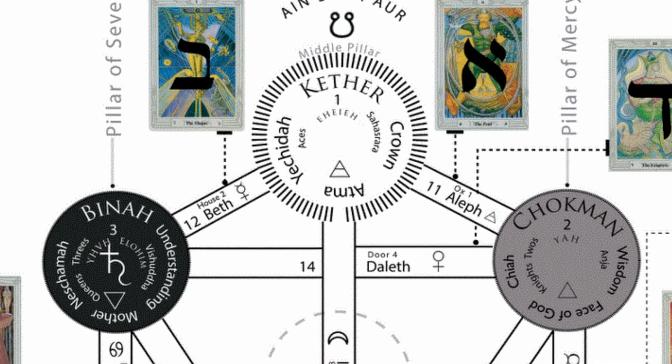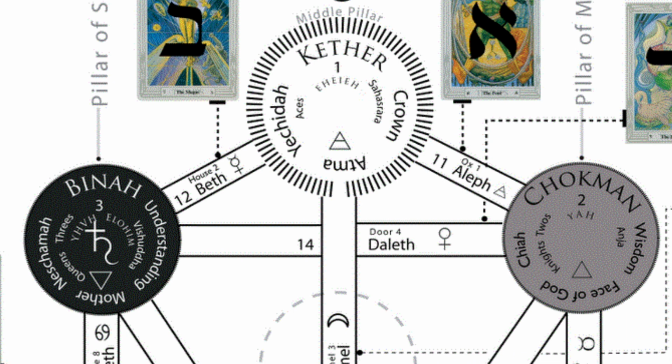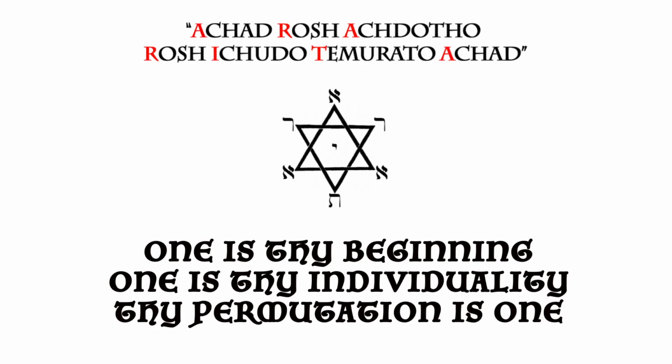And at the top of the tree of life is the crown, or Kether. This is the point of divine creation. This is the I am that I am. This Sephirah signifies all oneness. Whenever I contemplate Kether, I think of an essential, hermetic, Kabbalistic formula that reads, one is thy beginning, one is thy individuality, thy permutation is one.